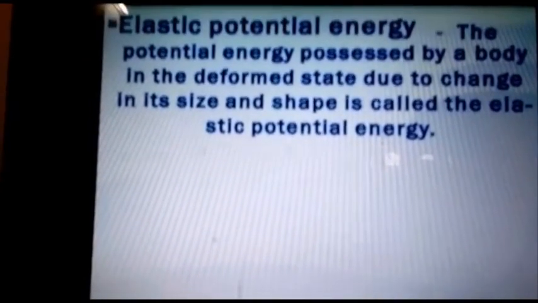The next is elastic potential energy. The potential energy possessed by a body in the deformed state due to change in its size and shape is called elastic potential energy. For example, the energy possessed by a stretched rubber band.